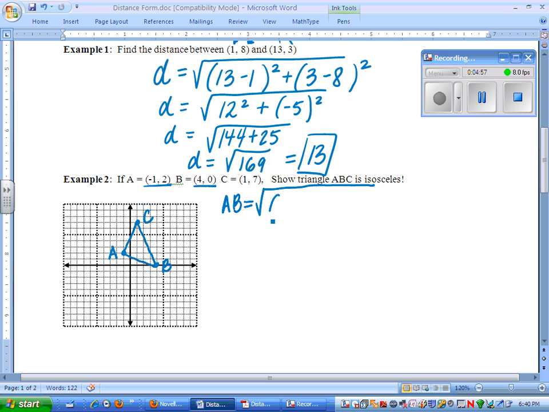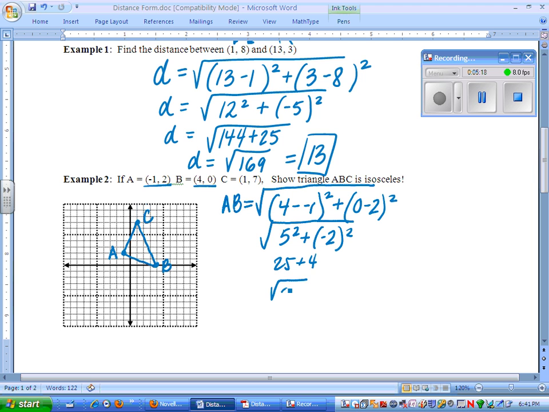First, the x values, 4 minus negative 1, careful here. It's a negative, so I have two negatives. And 0 minus 2. This brings me to 5 squared plus negative 2 squared. 25 plus 4 is the square root of 29. So I have AB with a length of square root of 29. Let's try AC.